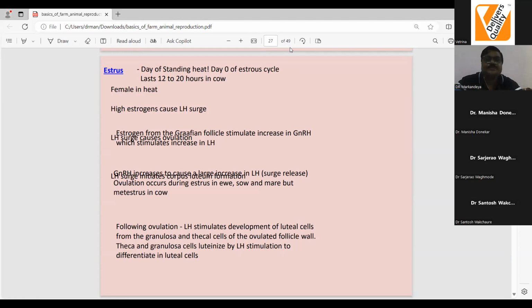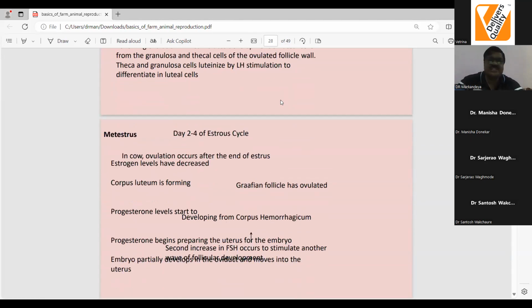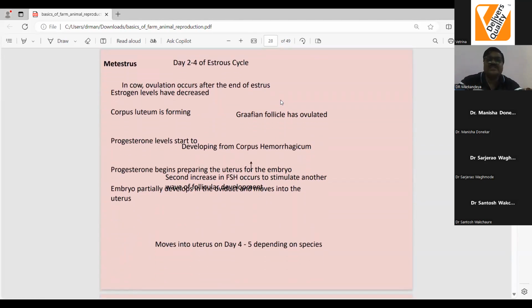Next one. Day 0, it is estrus. Mate estrus is a very important one. During mate estrus, ovulation will occur. The developed Graafian follicle will ovulate after cessation of the estrus, at 6 to 12 hours, 8 to 12 hours, or 6 to 8 hours. This is the period after which the animal will ovulate the Graafian follicle.